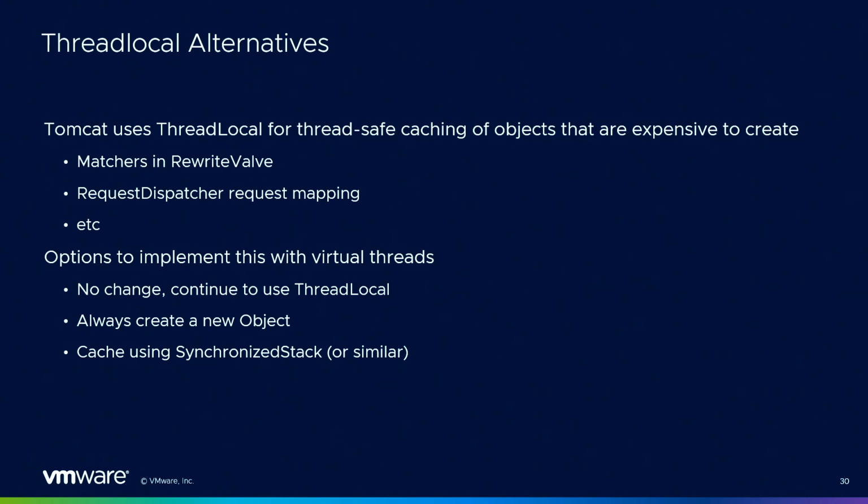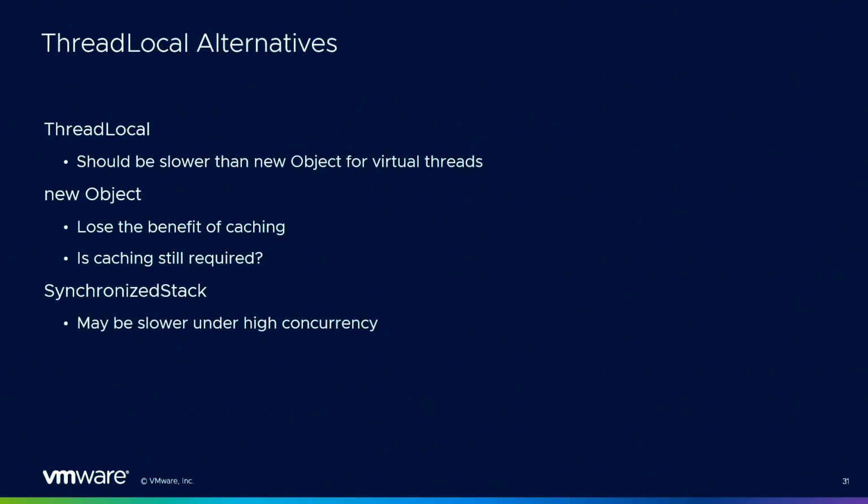Now, my expectation was that thread local would always be better with platform threads than virtual threads. New object would always be better in virtual threads than platform threads, and synchronized stack would always be better than both of them. I was completely, totally, and utterly wrong. So again, trying to guess performance behavior without actually testing it never seems to work.